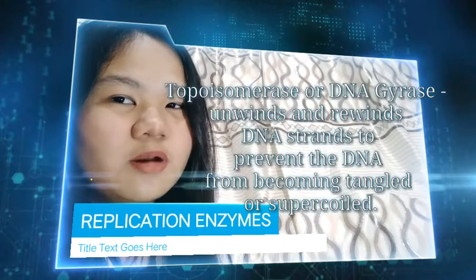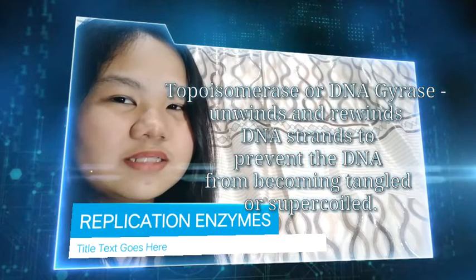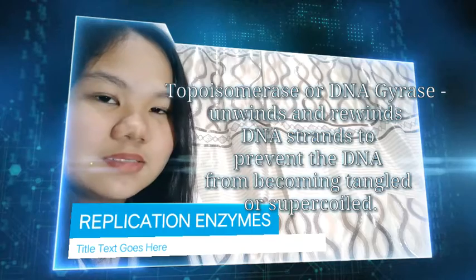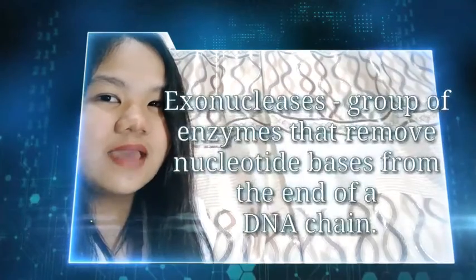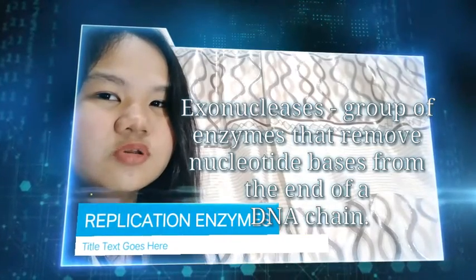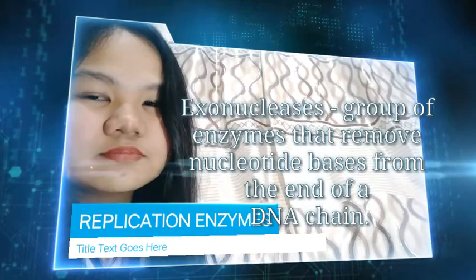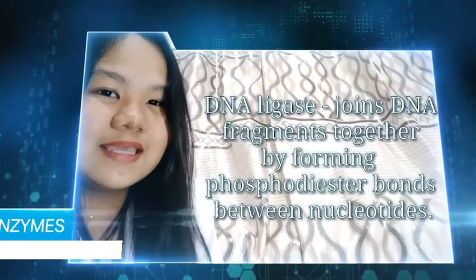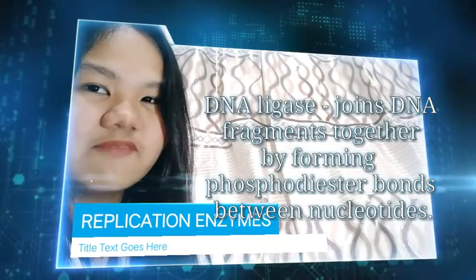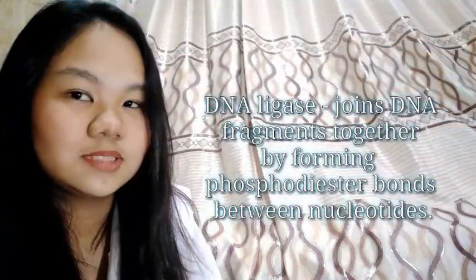Fourth is the topoisomerase or the DNA gyrase. It unwinds and rewinds DNA strands to prevent the DNA from becoming tangled or supercoiled. Fifth is the exonucleases, a group of enzymes that remove nucleotide bases from the end of a DNA chain. Next is the DNA ligase. It joins DNA fragments together by forming phosphodiester bonds between nucleotides.